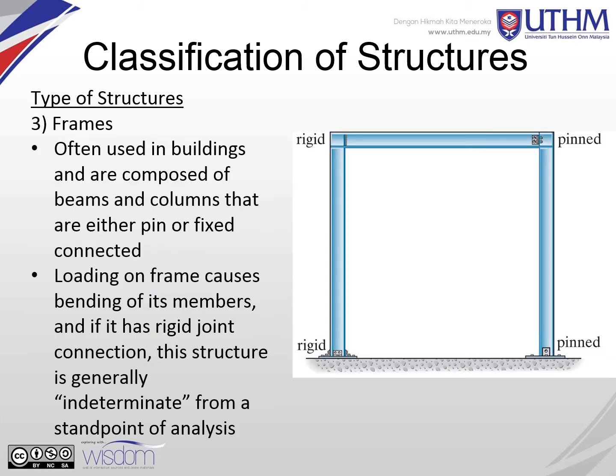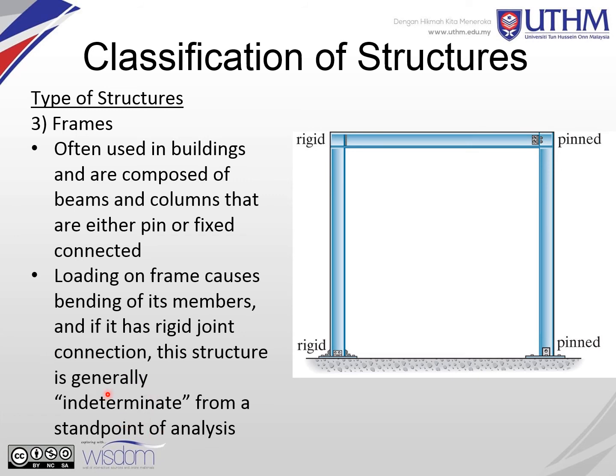So number 3, you also have frame. Just now, number 1 is the truss, number 2 is the cable and arches, and number 3 you have the type of the frame, used in the buildings and composed of beams and columns that are either pinned or fixed connected. Loading on a frame causes bending of its members and it has rigid joint connections. So this structure is generally indeterminate from a standpoint of analysis.